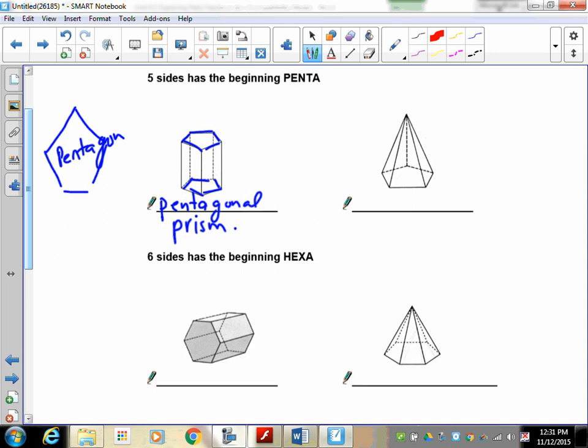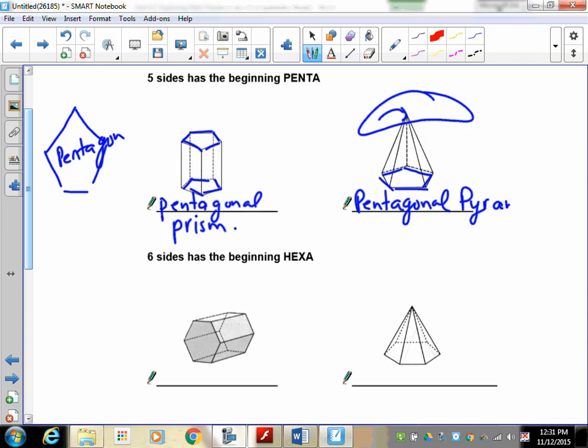It's properly pronounced pentagonal. Over here, we have the five-sided base again. Only this time it's on the bottom, and there's nothing matching it up top here. Instead, it comes to a point. So this is, again, a pentagonal pyramid.